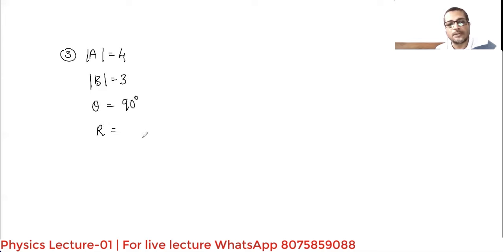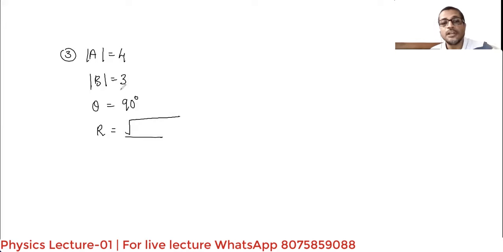Okay, then third example. Suppose there is vector A of magnitude 4 units, vector B of magnitude 3 units, and the angle between them is 90 degrees. Then what will be the result? So 5. Pardon? 5. Correct.